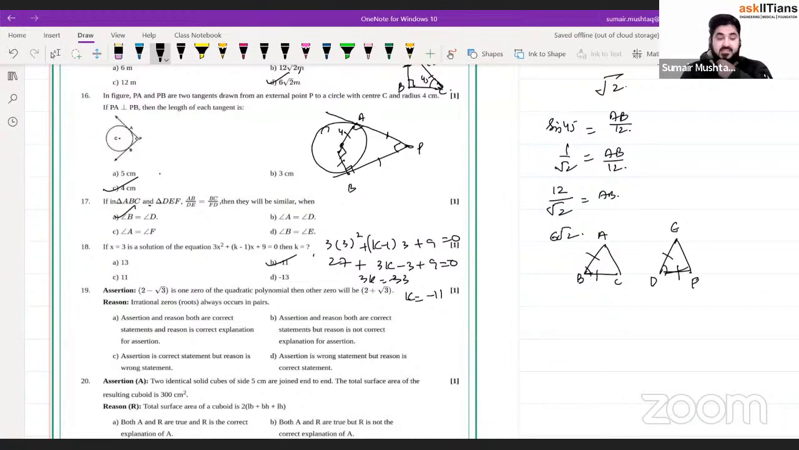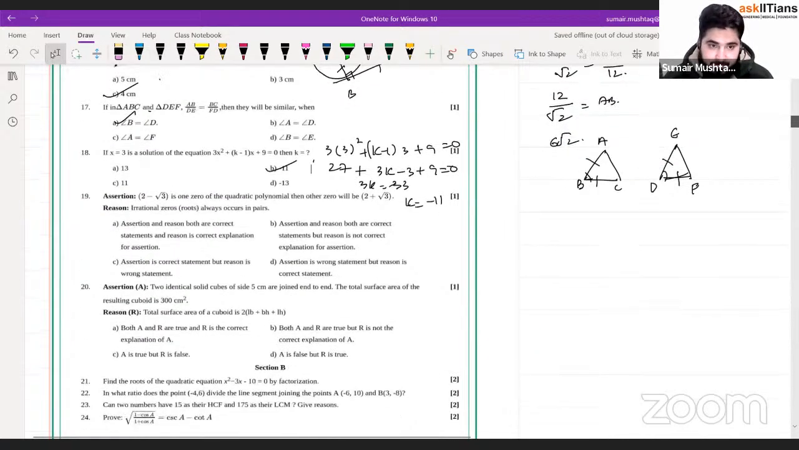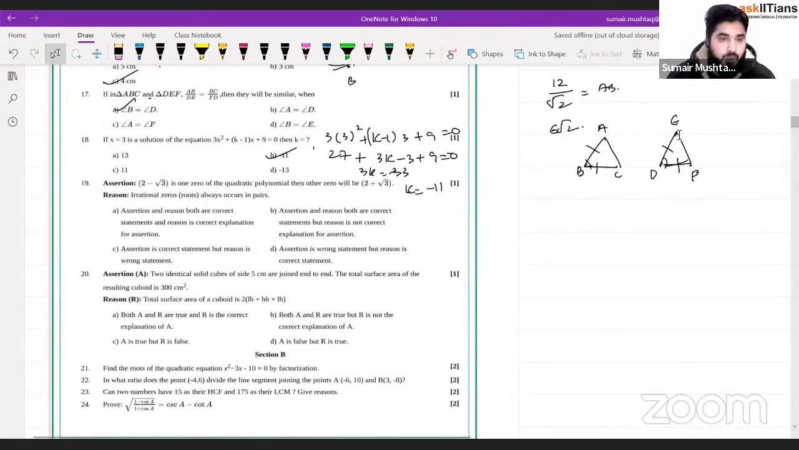Now we have two assertion questions. I just need the solution from you people, how to get it. See, 2 minus root 3 is one of the zeros of a quadratic equation. That means it is a root. What will be the another root?